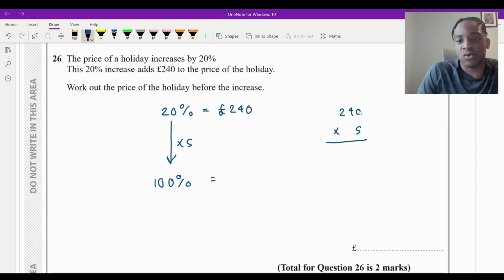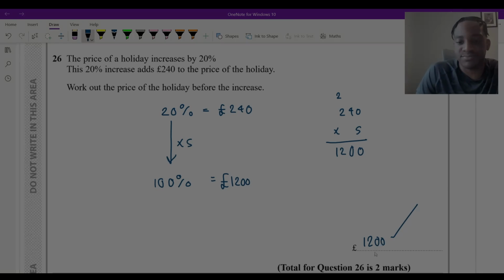Now, 5 times 0 is a 0, right? So I put a 0 here. 5 times 4 is 20, isn't it? So I'm going to put a 0 here, and I'm going to put a 2 here. And then 5 times 2 is 10, sorry. And then add the 2, that's 12. So it's going to be 12 here. So it's just going to be 1,200. So therefore, the price of the holiday is just £1,200 before the increase. So that is going to be our answer.